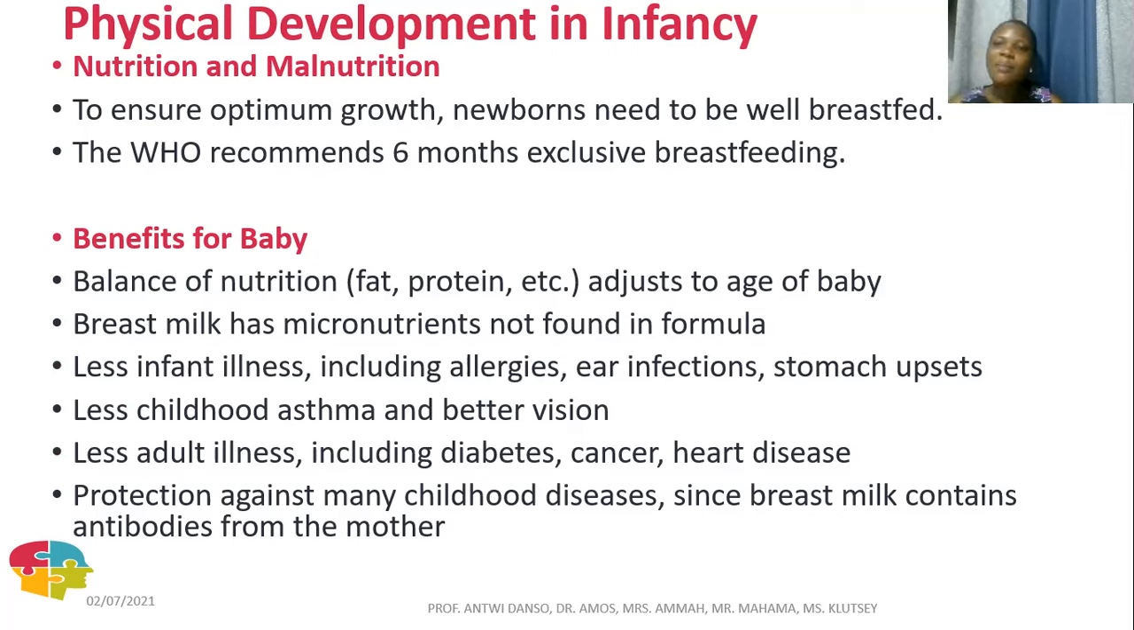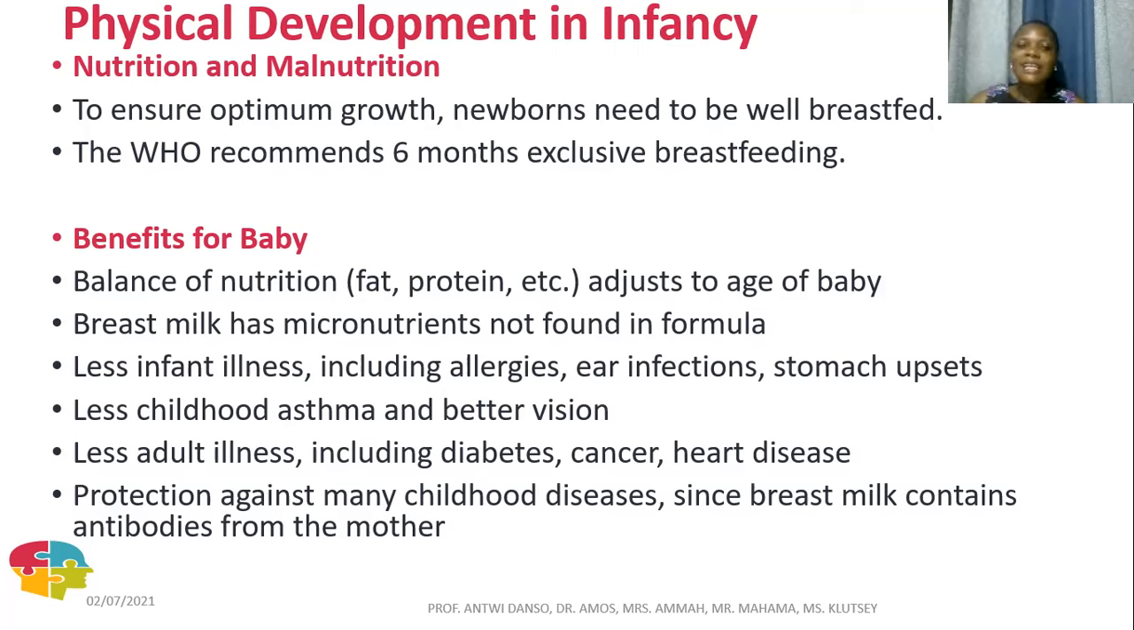So somebody will ask, what is the benefit of breastfeeding to the child? The first point is that it provides a balance of all the nutrients, so all the nutrition that we need. So it has carbohydrates, it has fats, it has proteins, etc., to adjust to the age of the baby. Now, the breast milk also contains some minor nutrients, some minor vitamins and essentials that are not contained in formula like Cerelac and all the other formulas that are given to children. It also reduces the risk of illness, including allergies, ear infections, stomach upsets in children. It reduces asthma in children and it improves vision. It ensures that the eye of the child is clear and they can see properly.